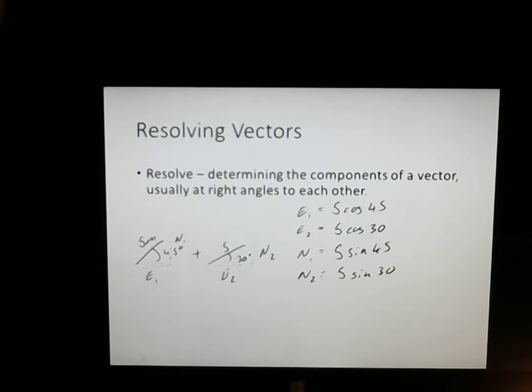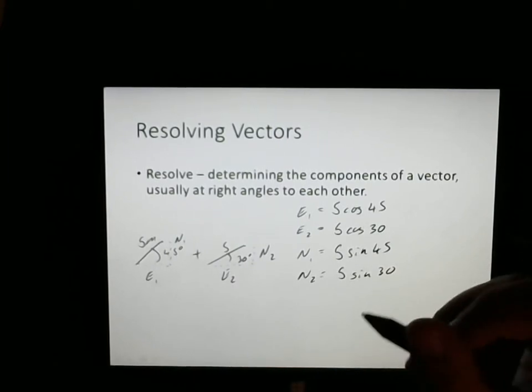Now sometimes text will say it's always the sine ratio that gives us the vertical part, it's always the cos ratio that gives us the horizontal part. That is not true. It does depend on what the angle actually is, so be careful with that. So let's work this out.